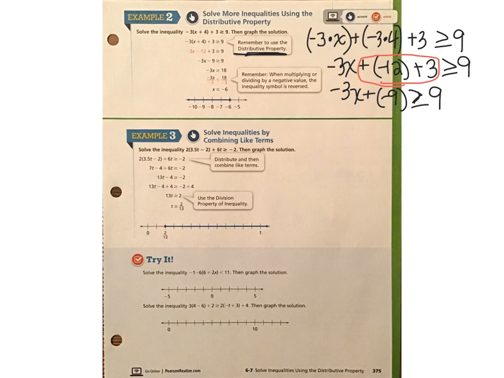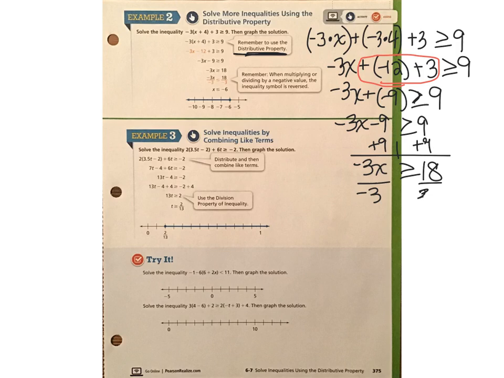Now remember, adding a negative is the same as subtraction. So you might see it written as subtracting 9. And that means we're going to add 9 to both sides as we solve. So -3x is going to be greater than or equal to 18. And then we're going to divide by -3.